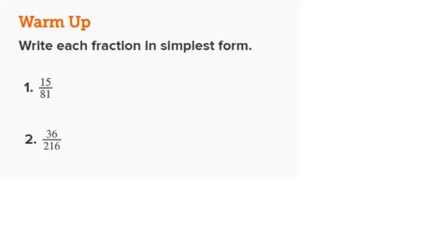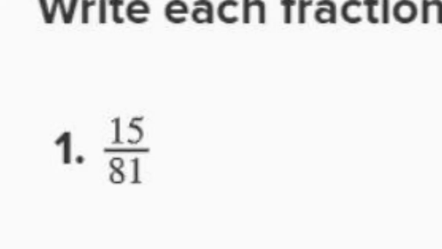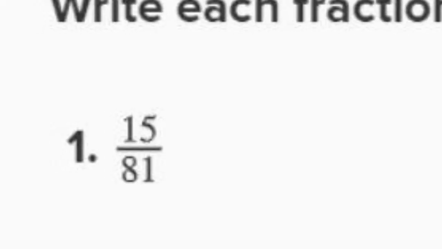So let's look at number 1. I have 15 over 81. What kind of numbers go into 15? 3 or 5? Will 3 go into 81? Will 5 go into 81? No. So I can reduce both of these by 3. I can divide them both by 3.